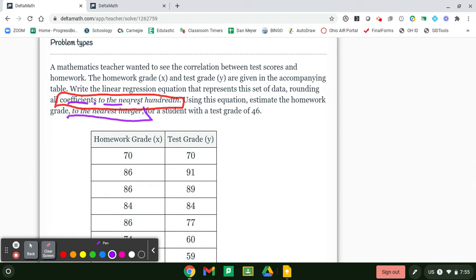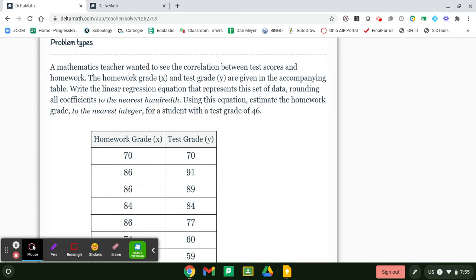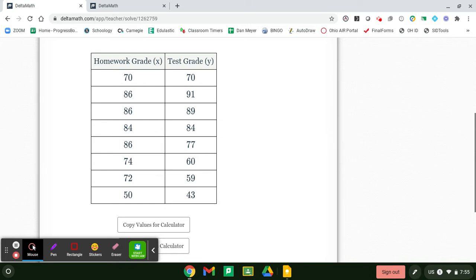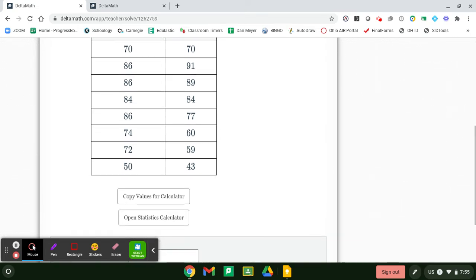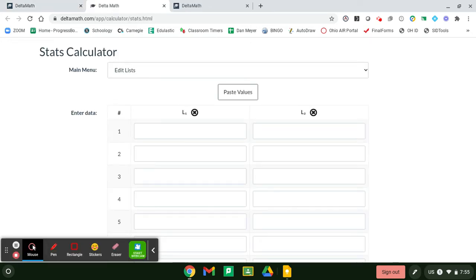Okay, so the first thing we do here is we look at this table. Now we could take this table, we could go to Desmos, plug it in, and then do all the linear regression stuff. Or let's just use the Delta Math calculator. It's not what we're used to, but it's going to make your life a lot easier. So first, copy the table. So you click on copy values. Now let's open the Delta Math calculator. And you'll see right before your eyes, it says paste values. Go ahead and paste. So I have just put my table into the Delta Math calculator.